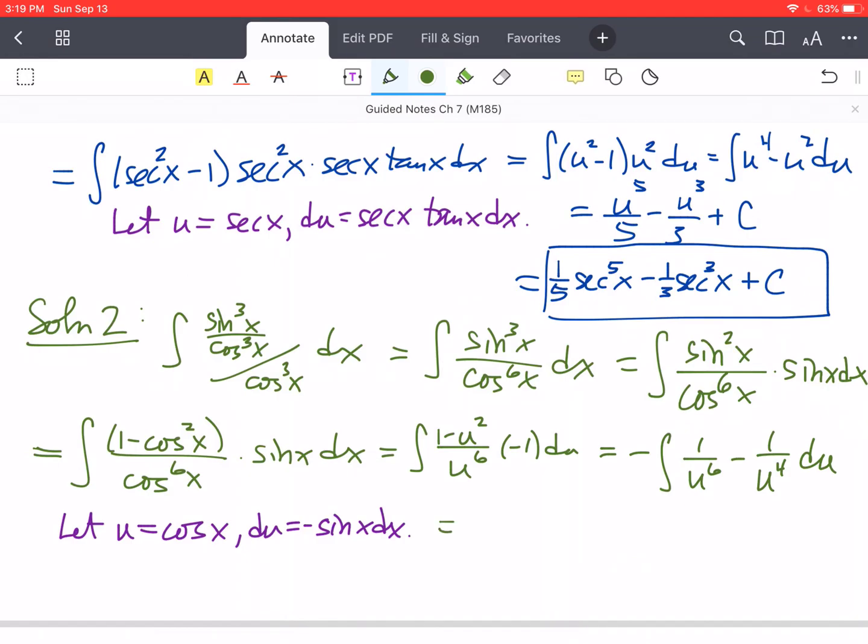And now let's integrate. So we have negative of negative 1 over 5u to the 5th plus 1 over 3u cubed. These are undoing the power rule, right? That's how we do these integrals here. And then plus c.